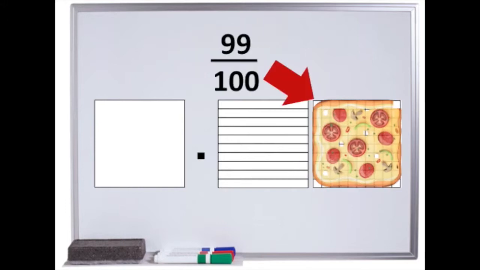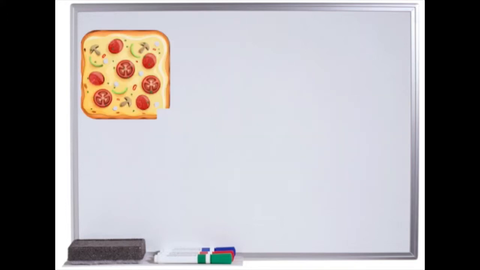99/100ths, or 99 out of 100. Can you see that there is only one square gone out of our pizza? Did you also notice that I have spoken about this piece of pizza here using quite a few different words? This amount of pizza can be referred to in quite a few different ways.